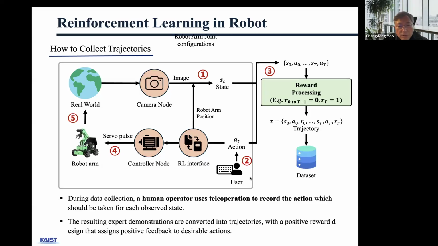And here is reinforcement learning again. One, you get an image from the camera node of the robot, what the robot sees. And the user gives an action. Based on that action and state, you get your reward. Okay. And that reward is being sent to this robot arm.